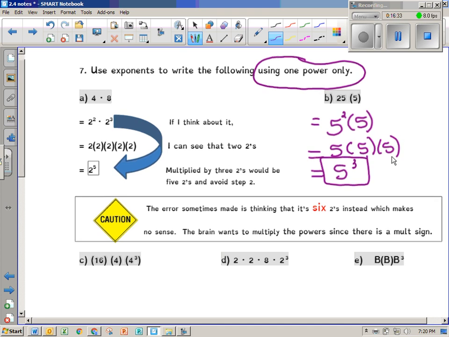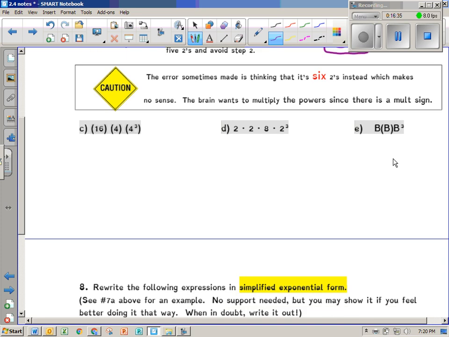So again, if you want to bypass the expanded form step, you certainly can. Let's apply these same skills to these 3 problems below. I suggest you pause the video and try these 3 on your own.